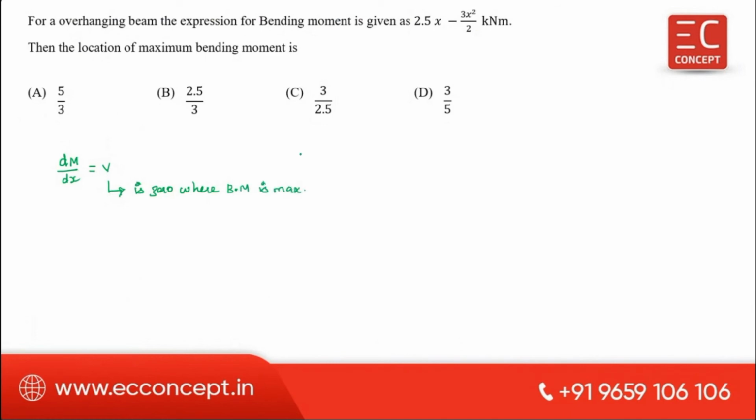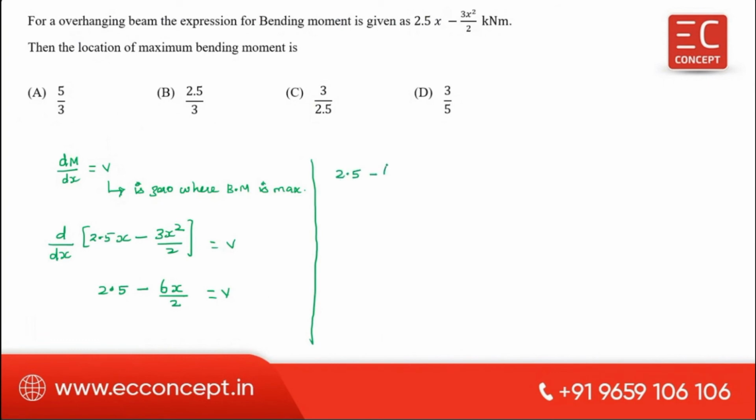Okay. Therefore, in order to find out the maximum bending moment point, you have to differentiate the given bending moment value. Therefore, you can differentiate dM by dx, that is 2.5x minus 3x squared divided by 2, which is equal to shear force. So it is equal to 2.5 minus 6x divided by 2, which is equal to shear force. Now you have to equate the shear force equal to 0. Therefore, 2.5 minus 6x divided by 2 is equal to 0.